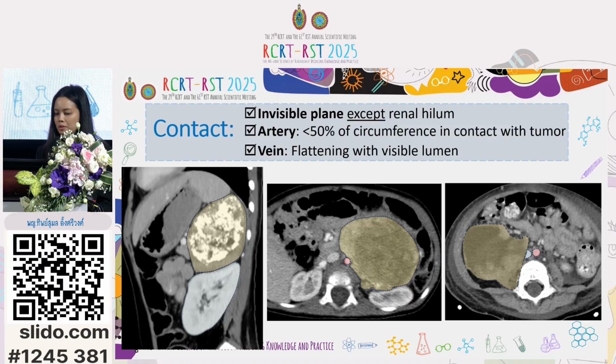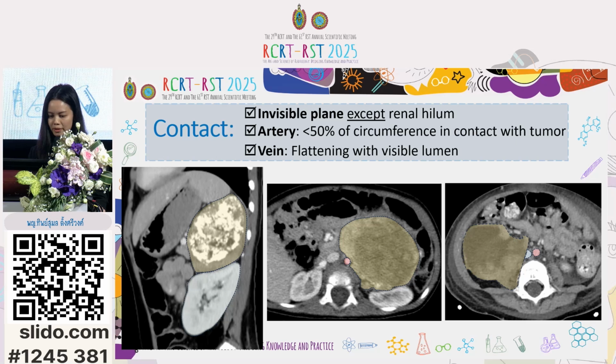Another term is contact, where the tumor touches adjacent structures without a clear plane. For example, this CT scan shows a suprarenal tumor in contact with a kidney without fat plane separation. When vessels are involved, this means the tumor is in contact with the artery with less than 50% of its circumference, or in contact with a vein with a flattened lumen, with the pattern of the venous lumen still seen.